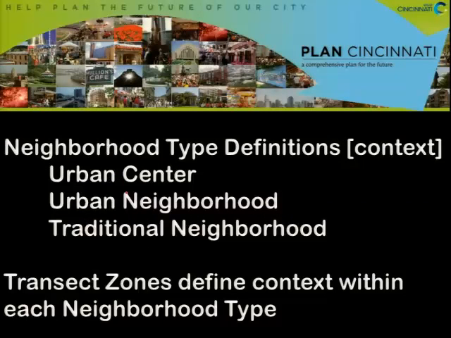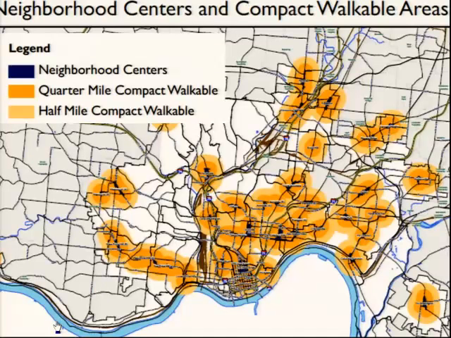And there's a massive effort to do a comprehensive plan for Cincinnati and form-based codes for Cincinnati. They have defined these three area types of urban center, urban neighborhood, and traditional neighborhood. Those are their neighborhood or town types for Cincinnati. And then they use transect zones within each of those neighborhoods. So they may have a T3, 4, and 5 in one, or a T4, 5, and 6 combination in each of those neighborhoods.